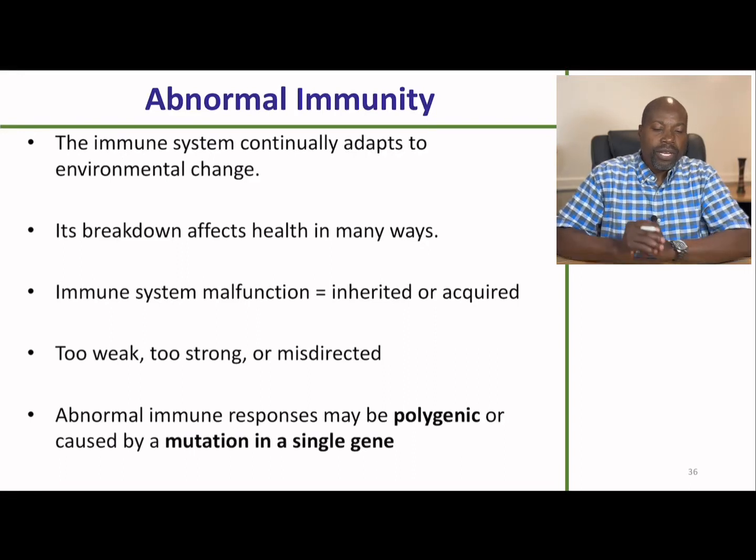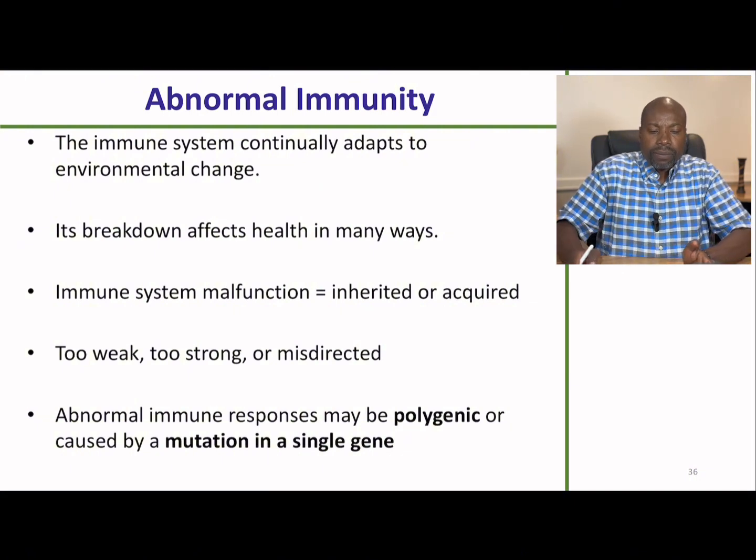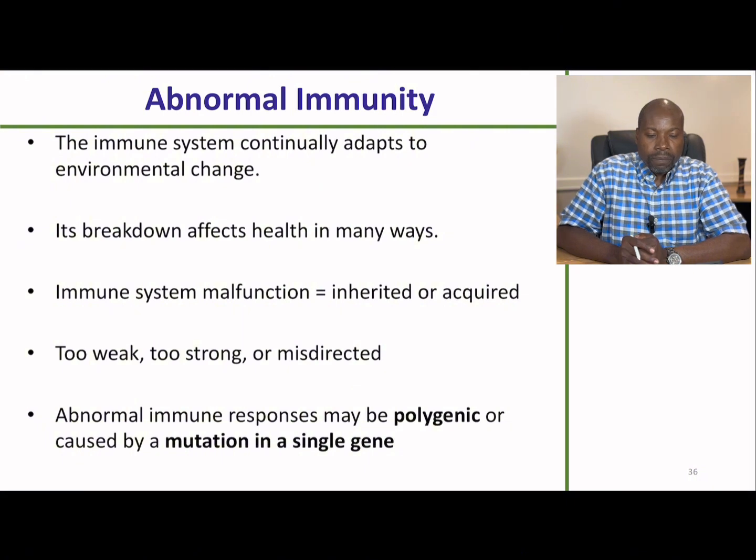Genetics and immunity. In this last segment, we are going to address some abnormalities associated with our immune system. And these abnormalities can be caused by mutations or can be acquired. Now, our immune system continually adapts to our environment because our environment is changing. So we adapt to these changes.